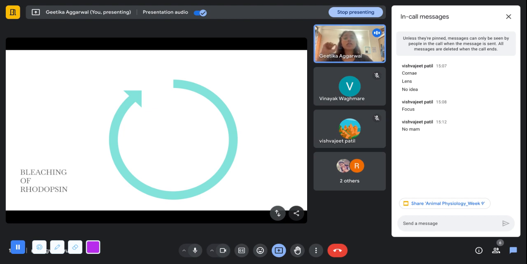So the sodium channels are constantly open. That is because cyclic GMP is attached to these sodium channels. Okay. So what is happening when it is light? That is the bleaching of rhodopsin. That is the cycle which is called.